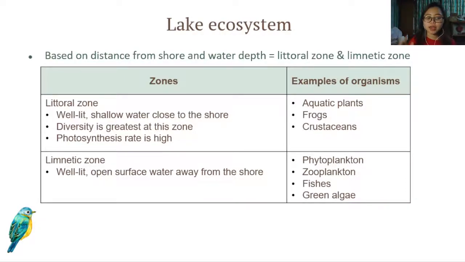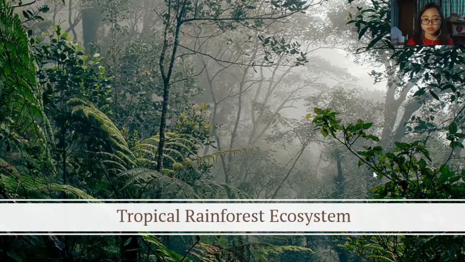You also have the area that is further away from the shore and has deeper water. So bila air dia semakin dalam dan semakin jauh daripada tebing, ini sudah masuk kepada kawasan limnetic zone. This area is still well lit, okay? Dalam air tu masih lagi terang, masih lagi cukup cahaya matahari. It is the open surface of water away from the shore. In this open area, you will find example of organisms, phytoplankton, zooplankton, some fishes, and some green algae. Okay, so you can see the difference in the biodiversity and the sizes of the organisms as well.